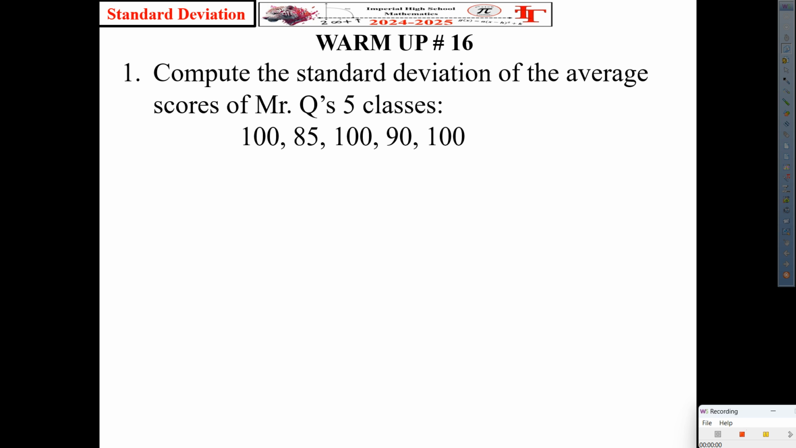Warm-up 16: compute the standard deviation of the average scores of Mr. Q's 5 classes. I have 5 classes, some statistics, some algebra 2, and that's the average grade, the overall grade for each class. So, 100, 85, 100, 90, and 100. Show your neighbor your process, please, to make sure they got that down by now.